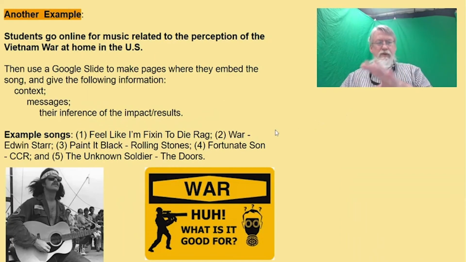Another example, a social studies unit planned online. Students go online for music related to their perception of the Vietnam War at home in the US and the overall perception of that. They use Google Slides, make pages where they embed the songs, then they talk about the songs, the context of the song, the messages, and their influences on the world at the time. You see some example songs they could do that with. Depending on the needs, you can provide suggestions like that to them, whether it's a project on the Cold War or something else.